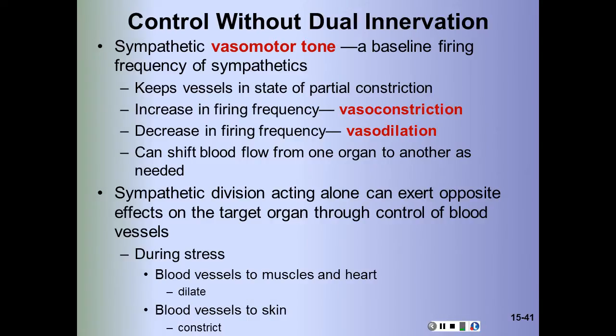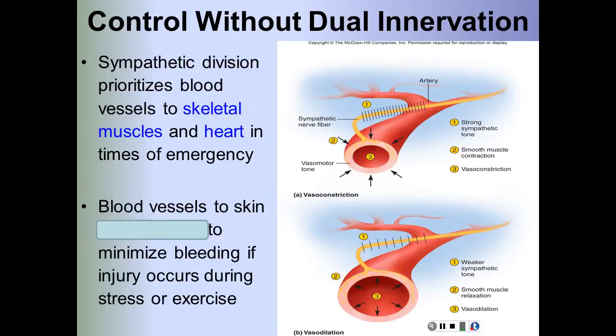Now, don't forget, when they say vasoconstriction, they're not saying completely shut off. It's just closed slightly, so you're still going to have blood flow to those areas, just not as much as before. Now the sympathetic division prioritizes blood vessels to the skeletal muscle and the heart in case of emergency, like I stated. Now blood vessels to the skin, what are they going to do? Said it on the last slide. We're going to have vasoconstriction, and that's to make sure we have minimal bleeding if an injury occurs during stress or during exercise.